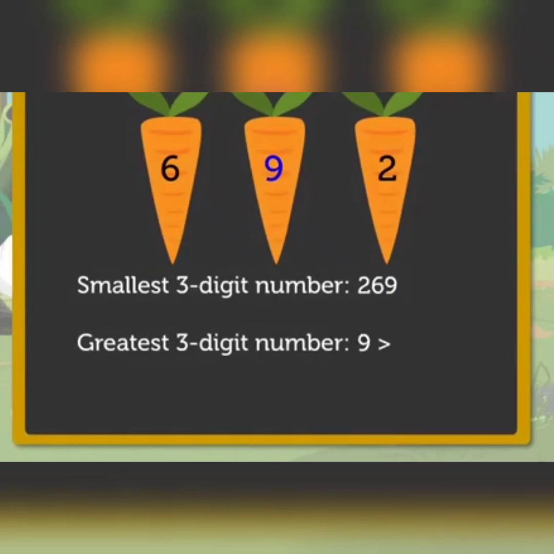Now, to form the greatest 3-digit number, we will arrange the given digits in decreasing order. That means here 9 is greater than 6, 6 is greater than 2. We have arranged the digits as 9, then 6, then 2. So, the greatest 3-digit number is 962.